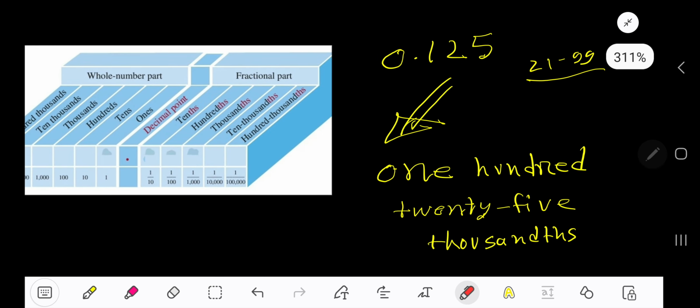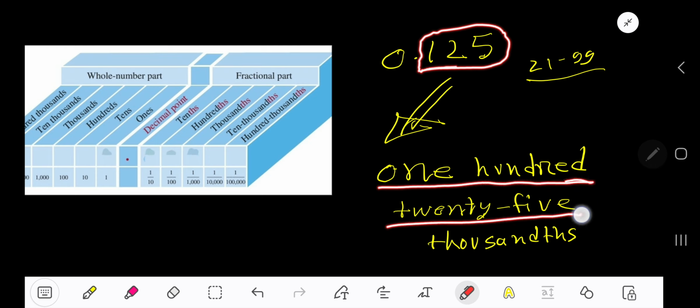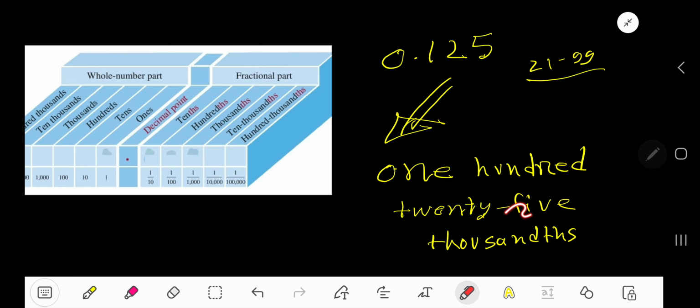Okay, so first consider this part as a whole number. As a whole number, we say it 125. Look here, I have used a hyphen. For words from 21 to 99, we use a hyphen: twenty-five.